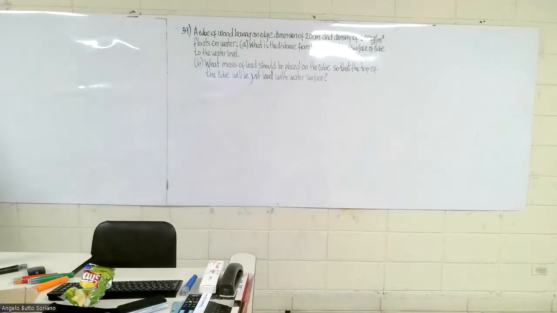In the second example, this is an interesting problem. Let's see what the problem mentions. We have a cube of wood with an edge dimension of 20 centimeters or 0.20 meters, and a density of 650 kilograms per cubic meter, that floats on water. Letter A: what is the distance from the horizontal top surface of the cube to the water level?